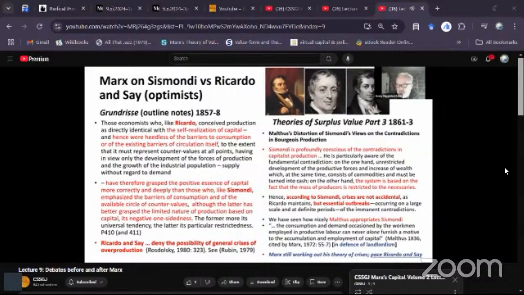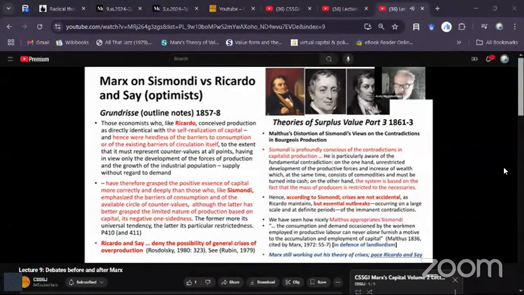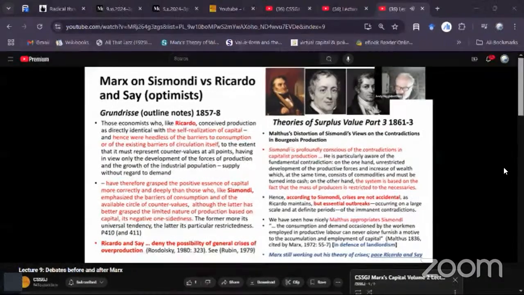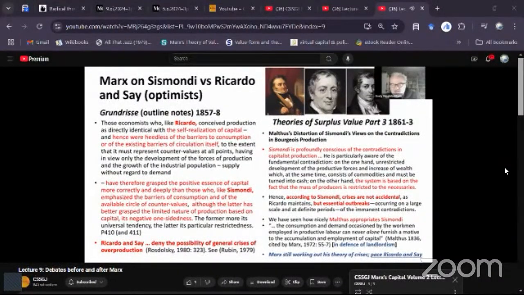Now, at this time, Marx was still working out his theory of crisis. He had a very strong directional impulse that crisis is inherent in the system, but actually articulating what that is, he really gets there around 1863 and brings it all out in his subsequent work. So he's very much arguing against Ricardo, but also in a different sense against Sismondi as well. Now, this is important for everything that comes next.